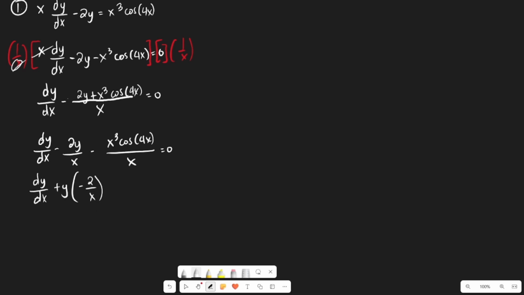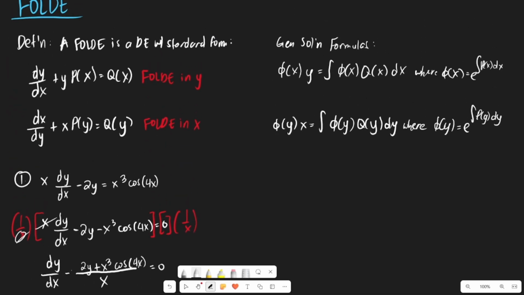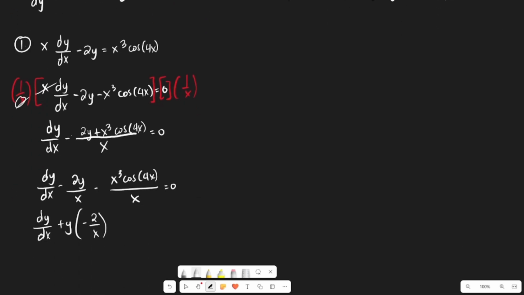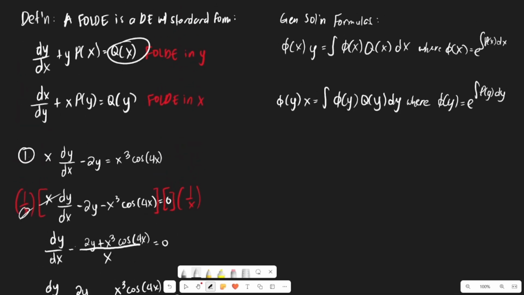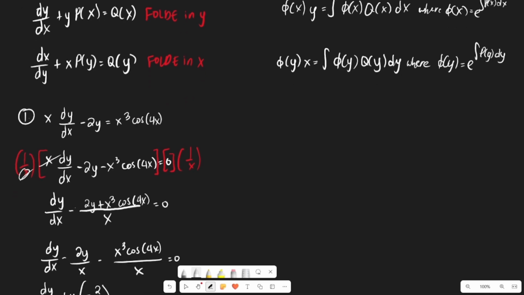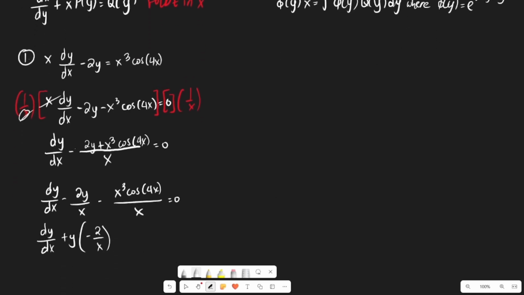Now what does this look like? This looks like y times p of x. So that's our goal. Afterwards, we have another function right here. What we can see is that this function only contains x variables, so we can consider this function as our q of x.